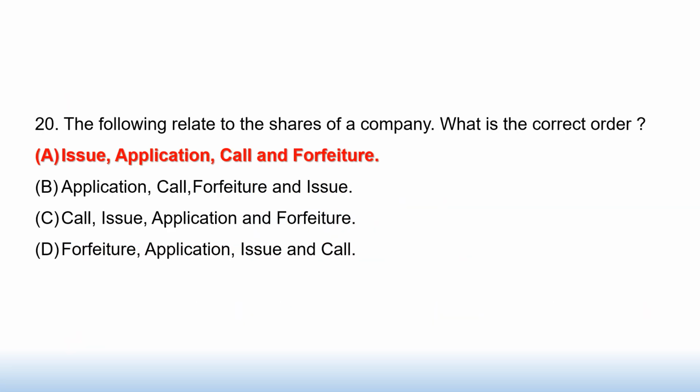The following relate to the shares of a company. What is the correct order? Option A, issue, application, call and forfeiture. B, application, call, forfeiture and issue. C, call, issue, application and forfeiture. D, forfeiture, application, issue and call. Answer option A, issue, application, call and forfeiture.